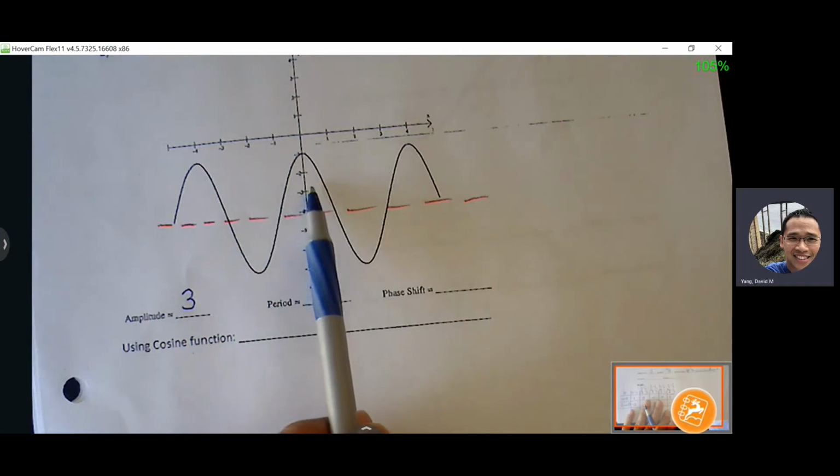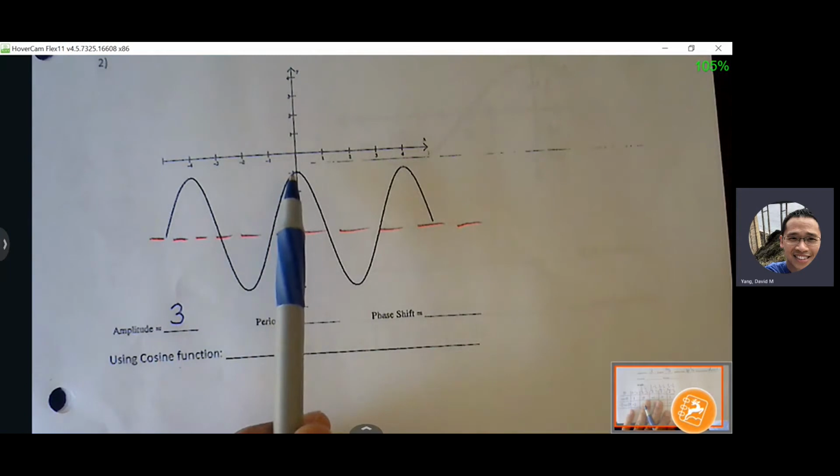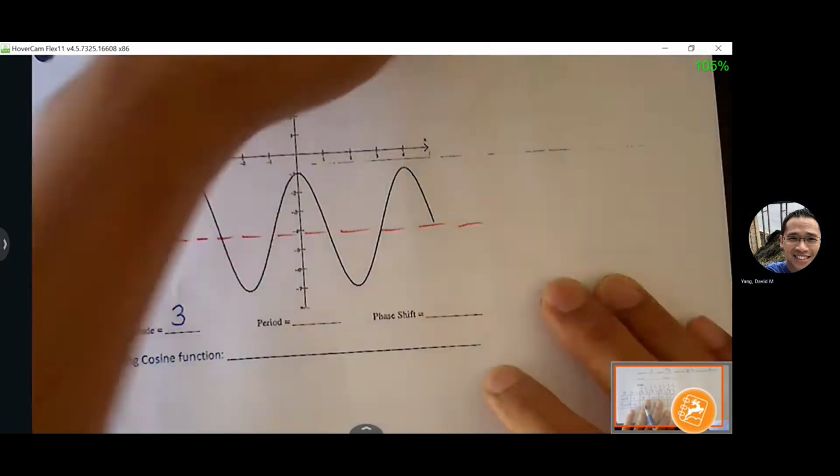Okay, so to find the b value, we've got to figure out the period. How long does it take for this graph to complete its cycle? 4 units, yeah.